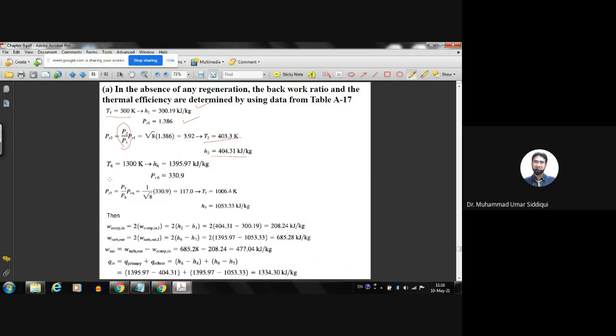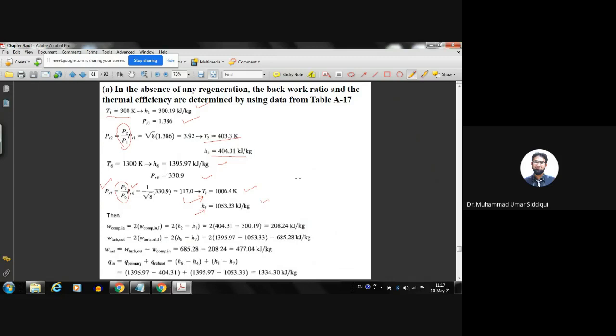Similarly, for the case of the turbine, we can analyze one turbine. So we have T6 as 1300 Kelvin. Corresponding to T6, we can determine H6 and PR6. Now we know P7 by P6. So we can use PR6 and P7 by P6 to determine PR7. And corresponding to PR7, we are going to determine T7 and H7, going back into the table.